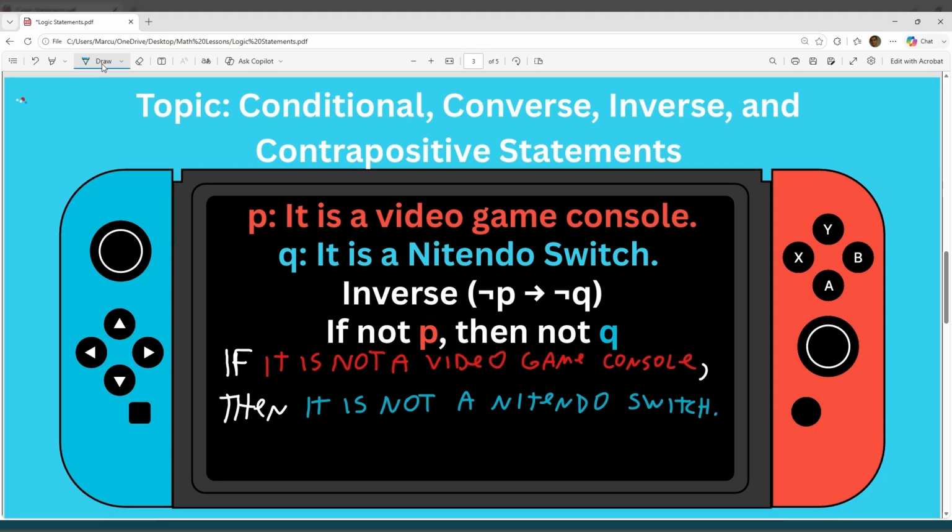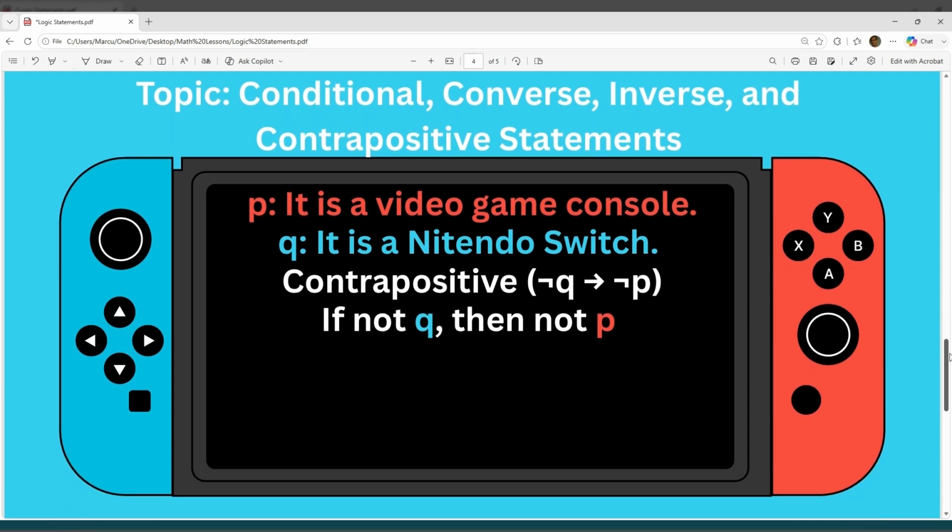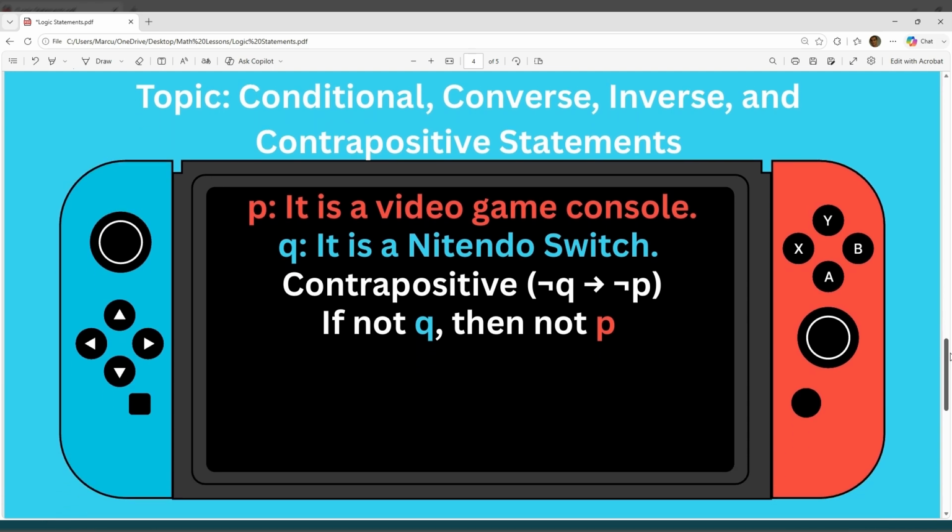Okay, so moving on. Here we have contrapositive. So for contrapositive, it says if not Q, then not B. Please pause the video and write down this statement.